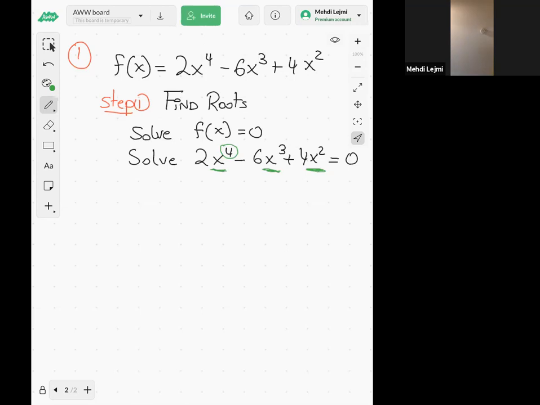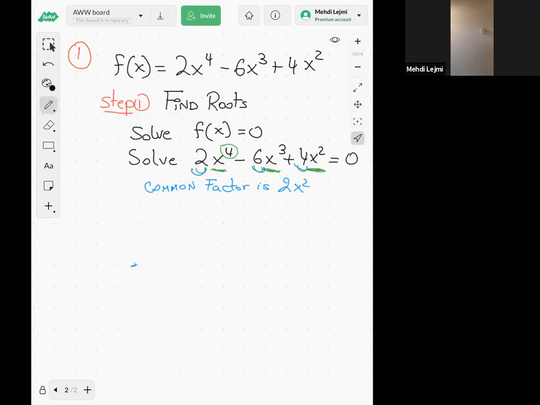And also you see here, this is 2, this is 6, this is 4. All of them are even numbers that are divisible by 2. Okay, so a common factor would be 2x squared, right? Again, because you see here's 2, 6, and 4. They are all divisible by 2, so we can factor out 2, right?